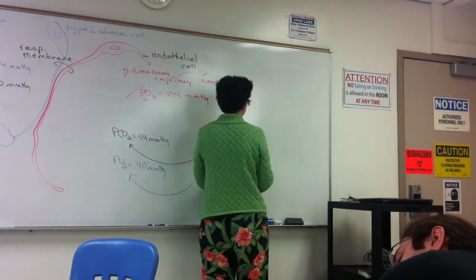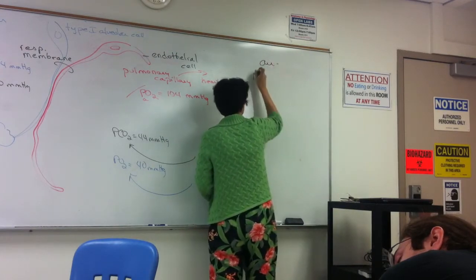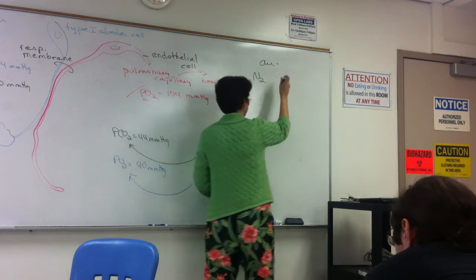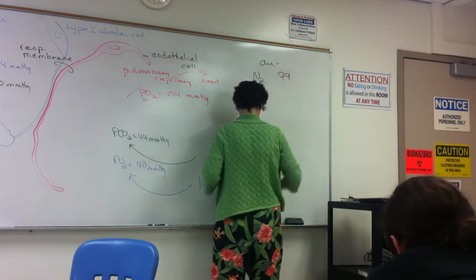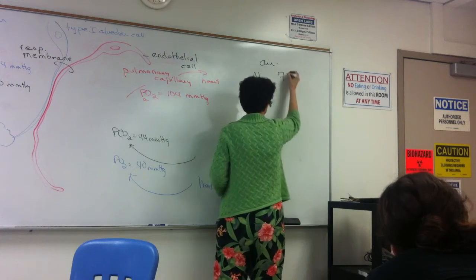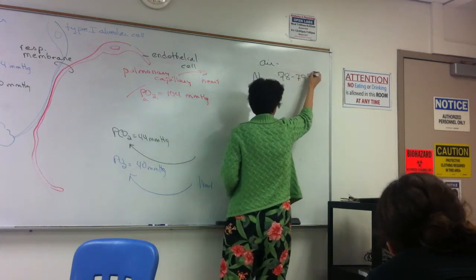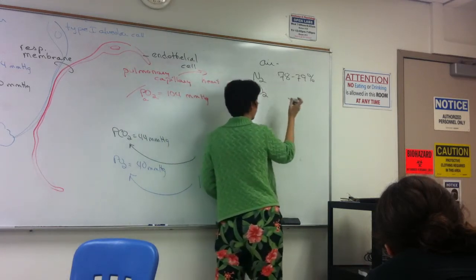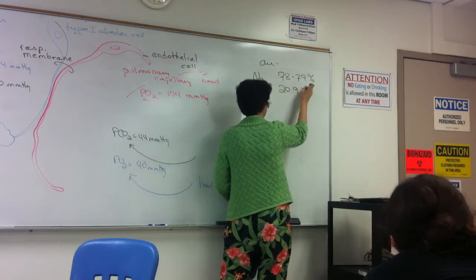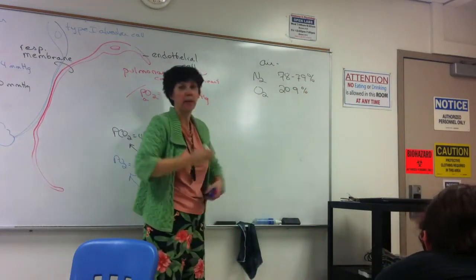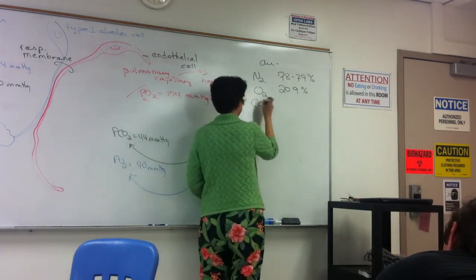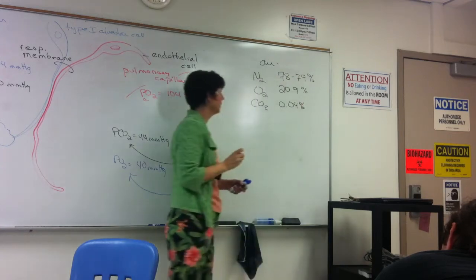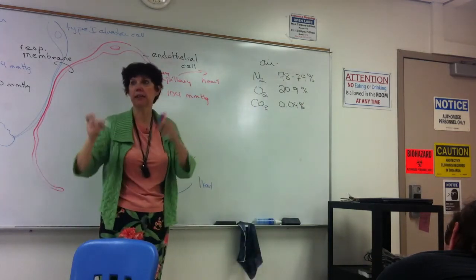So when we look at air, it is a mixture of gases. The most common gas is nitrogen, okay? Around 78 to 79% of air is nitrogen. Oxygen is not quite 21%, it's about 20.9%. And then we have other gases. Carbon dioxide is about 0.04%, I believe. And we have other components.